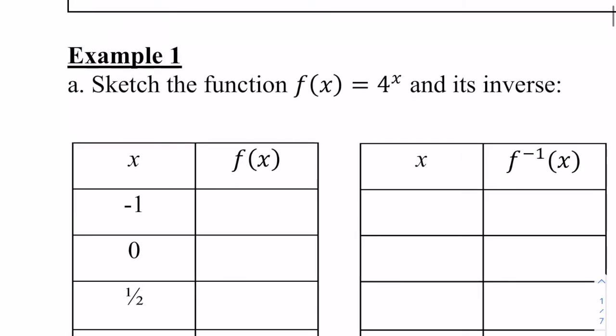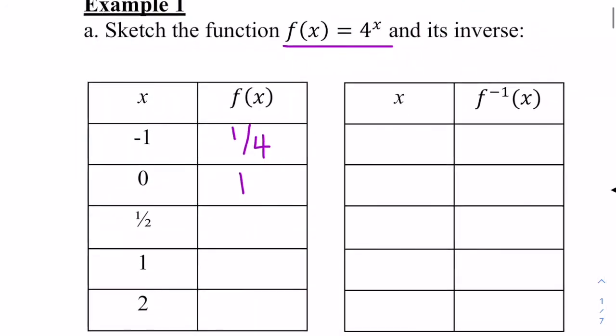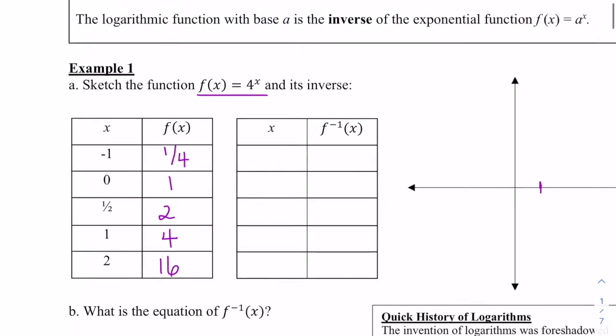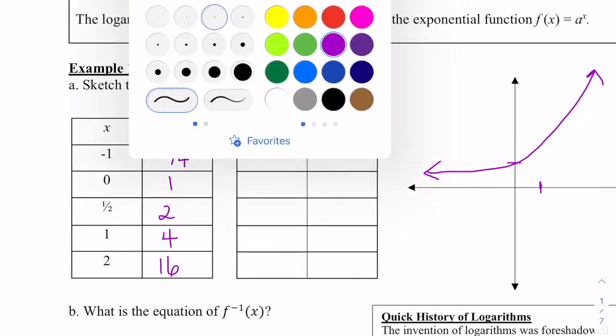So if we have the function 4 to the x, and we wanted to plot these points, well, 4 to the negative 1 is 1/4, 4 to the 0 is 1, 4 to the 1/2, which is the square root of 4, would be 2, 4 to the 1 is 4, and 4 squared is 16. Now if we're going to sketch that here, this function would be increasing, and we definitely know it's 1 to 1.